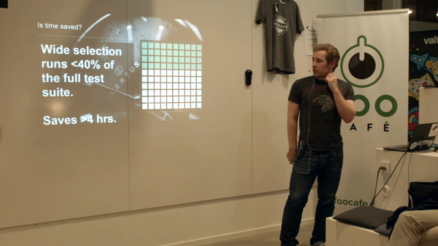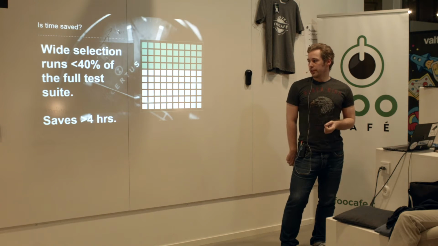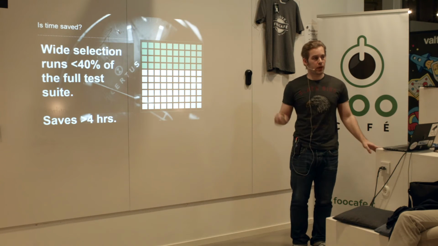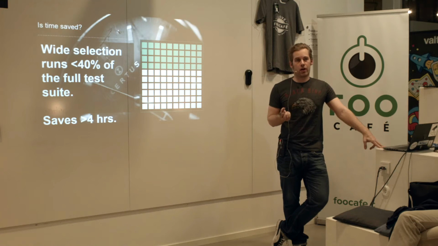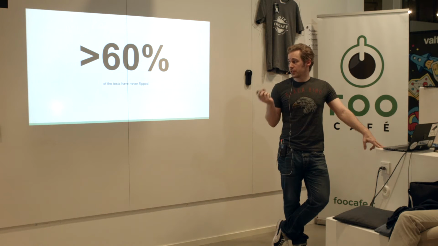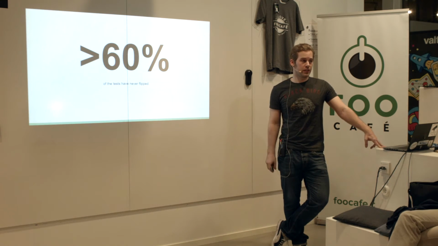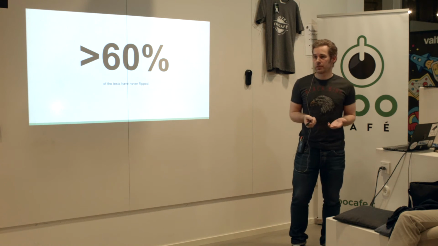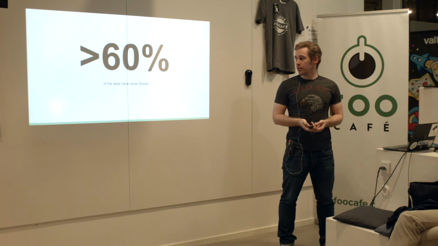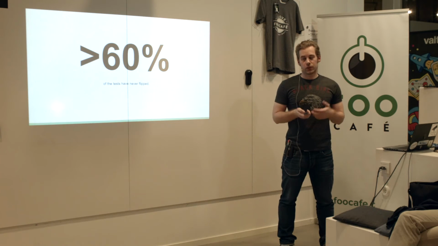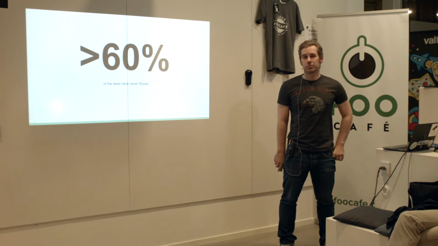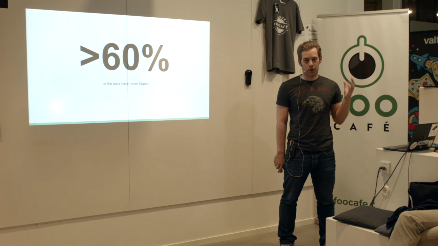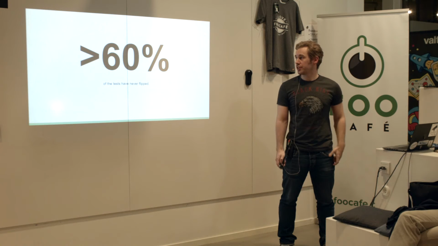The wide selection model will run a bit less than 40% of the full test suite and therefore save you 4 hours. And I would like you to stop and consider this for a while, because the wide selection model works by recommending all the tests that have ever failed. And this means that more than 60% of the tests in the test suite have never actually shown anything relevant, because they always pass. And since we all know time equals money, this is a very expensive insurance policy, to run 1,300 tests every single time you submit a code change.